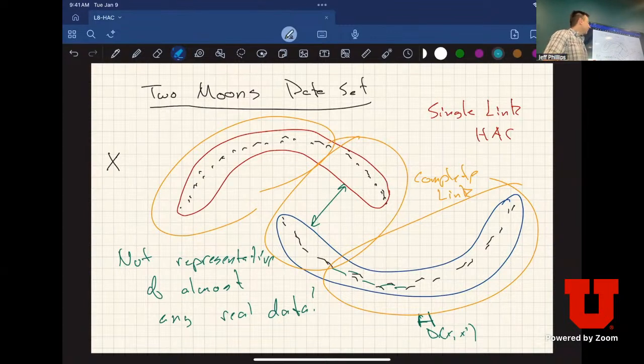So single link and DBScan will have structure that looks like this. We're going to see a bunch of different algorithms over the next few lectures, and they're going to give different structure on the data. It'll be good to keep in mind when this would be a good fit and when the other clustering algorithms are going to be a good fit.